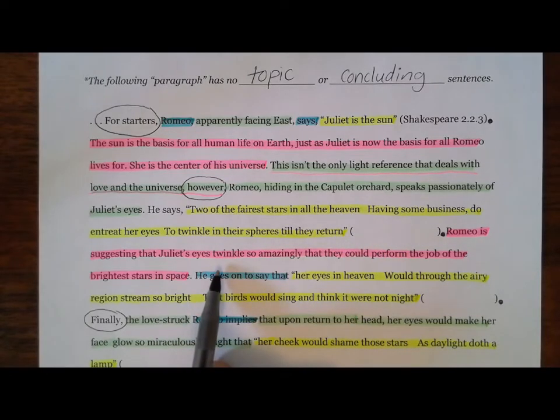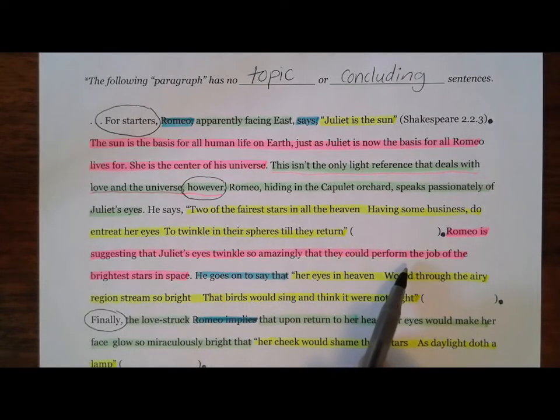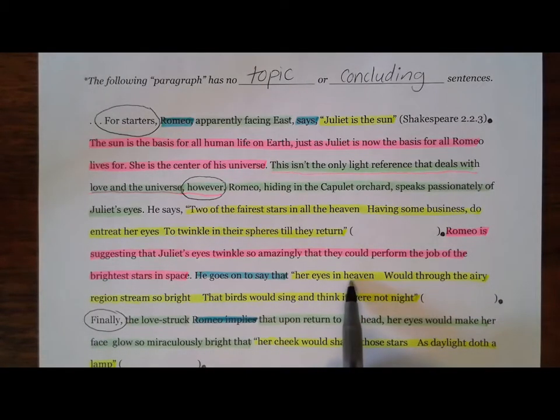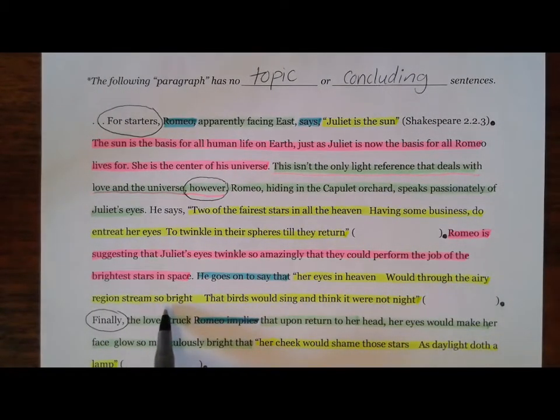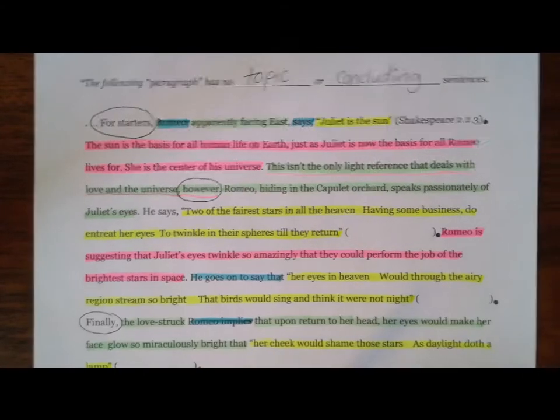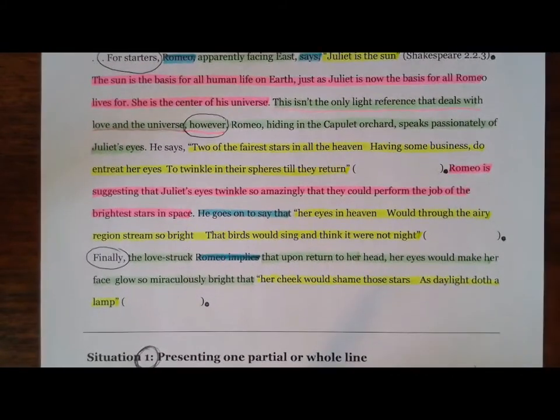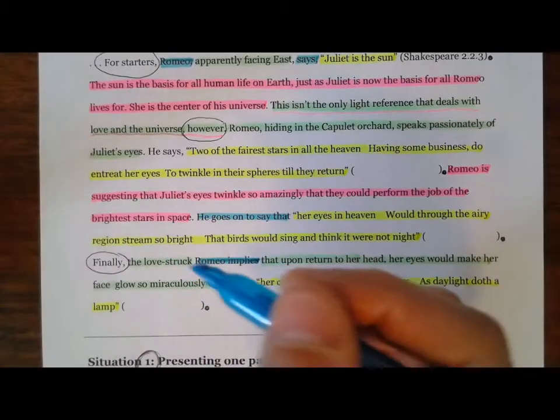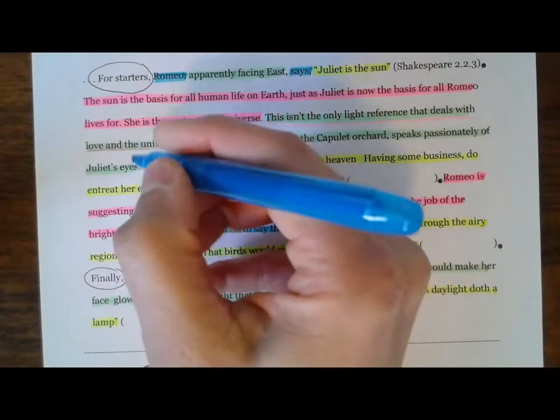Romeo suggesting that Juliet's eyes twinkle so amazingly that they could perform the job of the brightest stars in space. Attributive tag. He goes on to say, her eyes in heaven would through the airy region stream so bright that birds would sing and think it were not night. Citation. Finally, the love-struck Romeo implies that upon return to her head, her eyes would make her face glow so miraculously bright. Quote, her cheeks would shame those stars as daylight doth a lamp. I'm just going to take care of this attributive tag I forgot earlier.